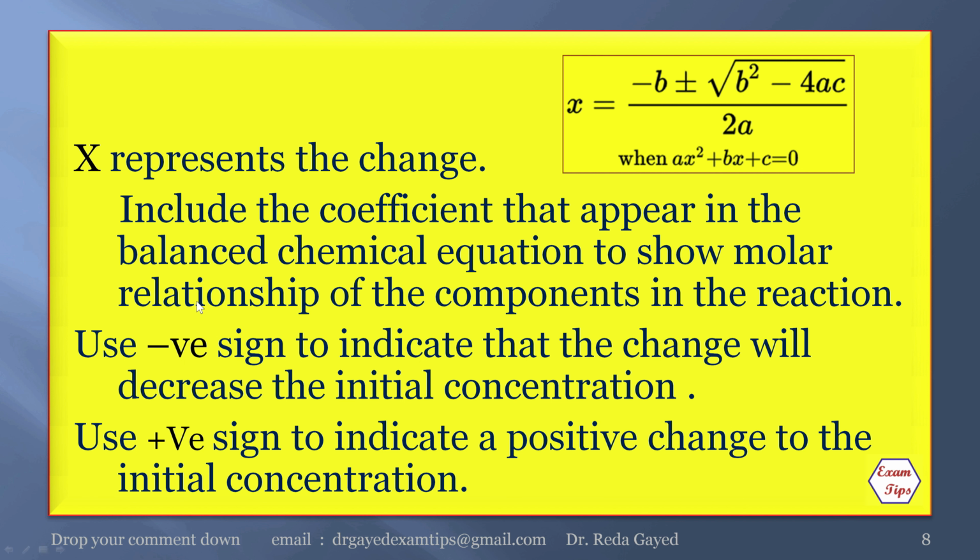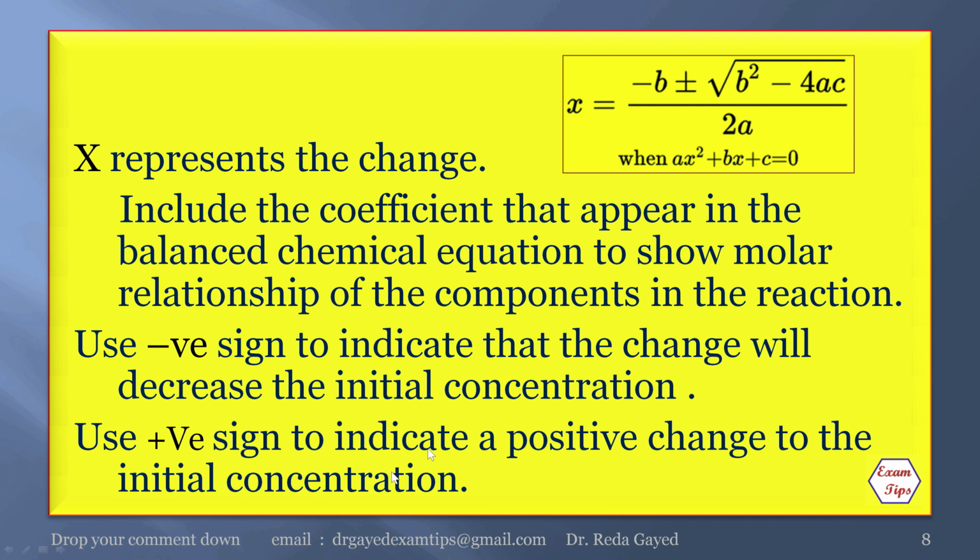In solving the problems, you have to put a negative sign to indicate that the change will decrease the initial concentration. So if the concentration will decrease, the X should be negative x. And say, for example, that the coefficient based on the balanced equation is 2. Then it will lose minus 2x. Why 2? Since the balanced equation coefficient mentioned it is 2. So it is very important.